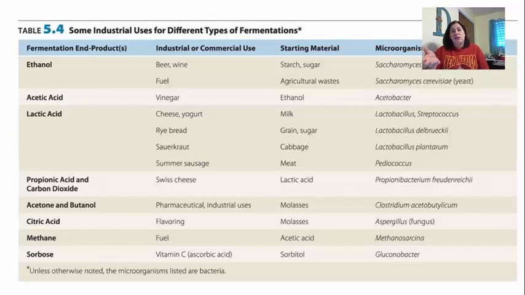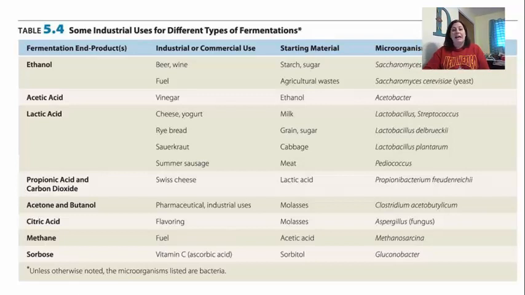Now, fermentation can be used in the industrial setting quite often. If you look at the idea of the fermentation of ethanol, ethanol is used a lot of times to create beer and wine and also fuel. If you've ever gassed up your car, you'll notice that it has ethanol present. So it depends on what the starting material is. If it's starch or sugar, this is going to do with the beer and wine. Agricultural waste, this would be more of your fuel. All right, so it shows you the microorganisms that potentially could be used.